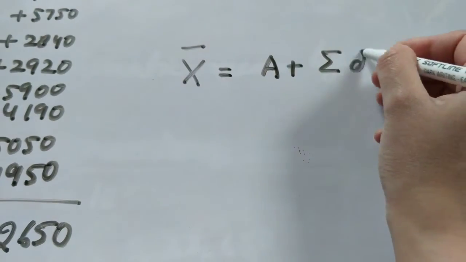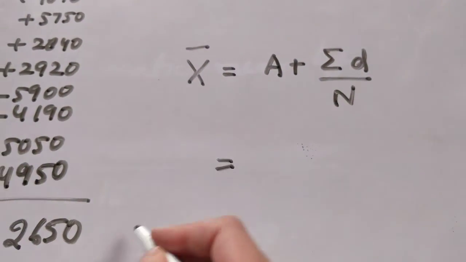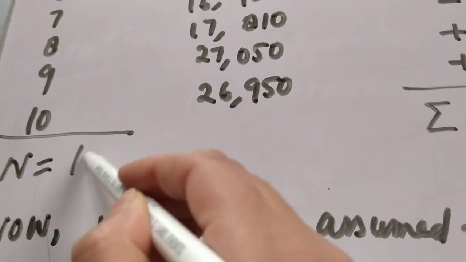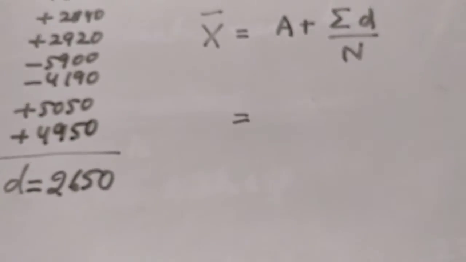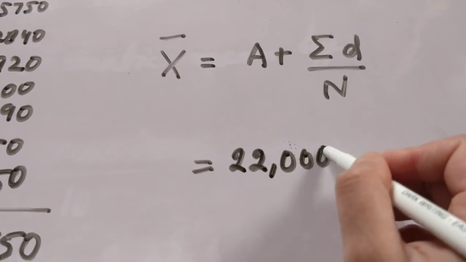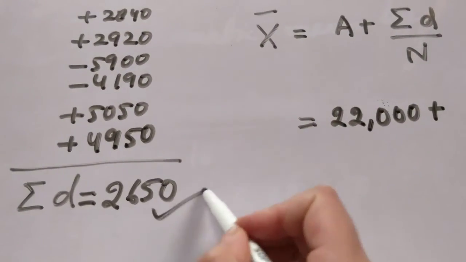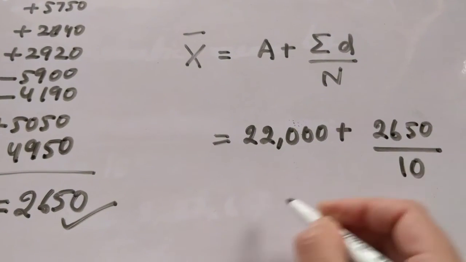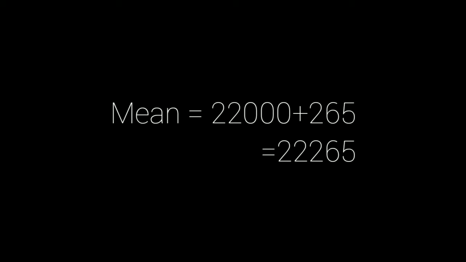So writing the formula, x bar is equal to a plus summation of d divided by n. We have a, n is equal to 10 because we have 10 observations. So a is 22,000 plus summation of d is 22,650, and n is equal to 10. So after solving this is our mean.